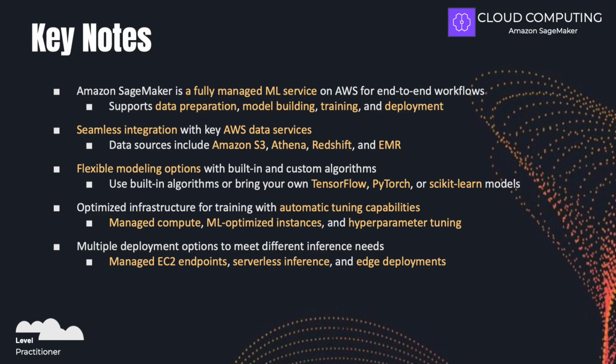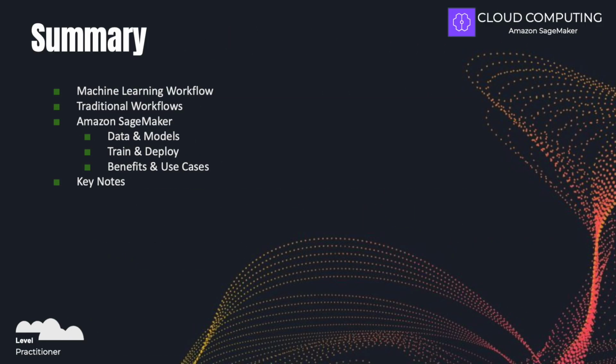And here is a summary of key takeaways that's good for you to remember from this video. Amazon SageMaker is a fully managed machine learning service on AWS. It helps you bring in and prepare data from services like Amazon S3, Athena, Redshift, and EMR. It lets you build models using built-in algorithms or your own custom models, provides optimized infrastructure for training and automated tuning, and gives you multiple options to deploy your models on managed EC2 instances, a serverless approach, or even on physical edge devices.